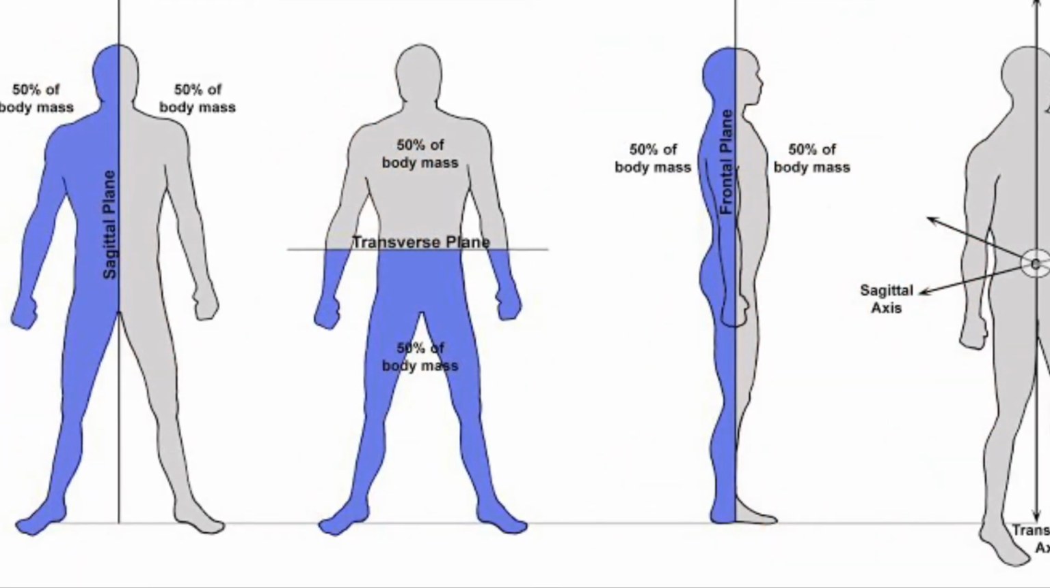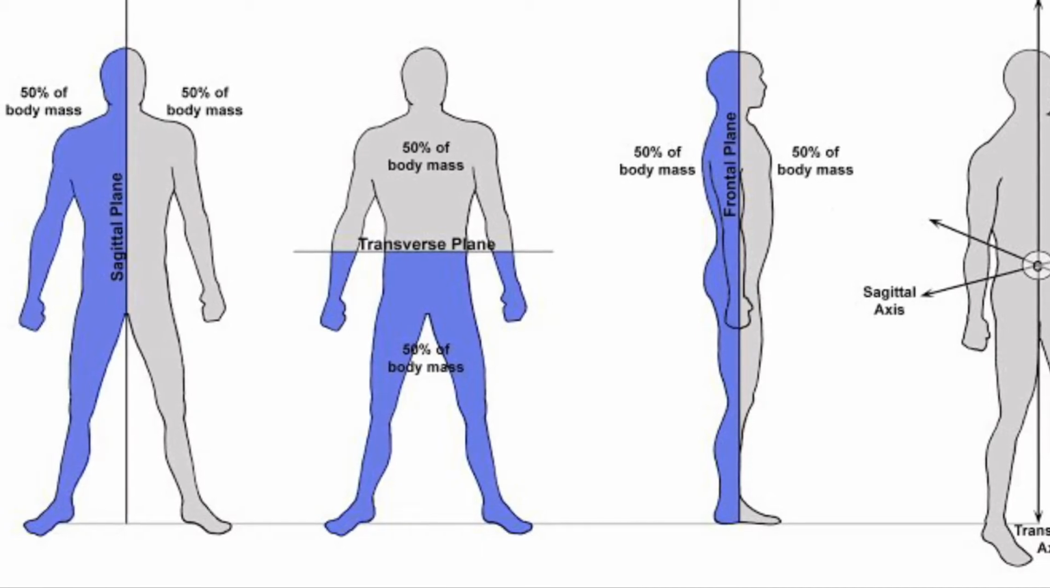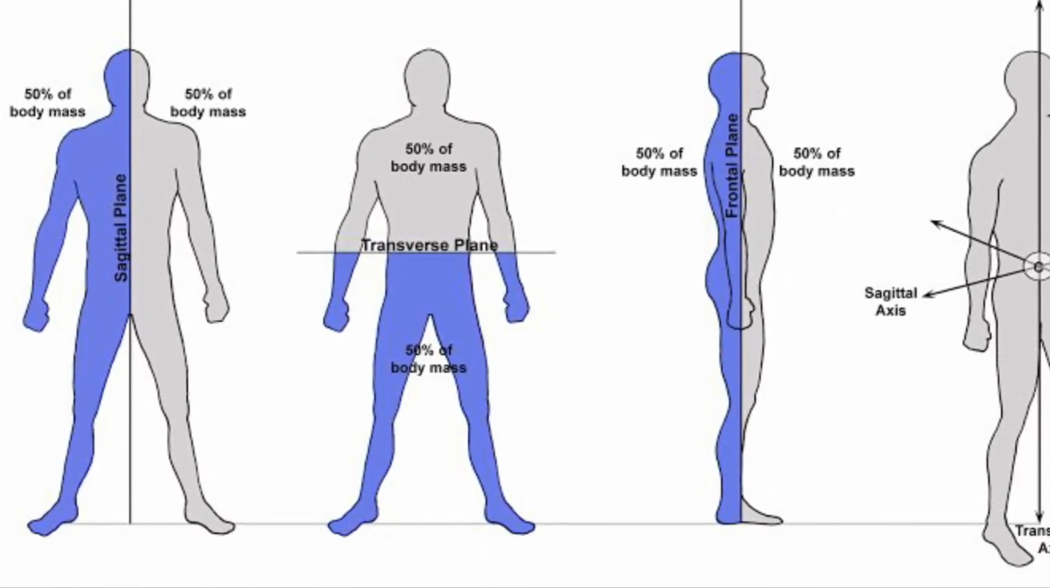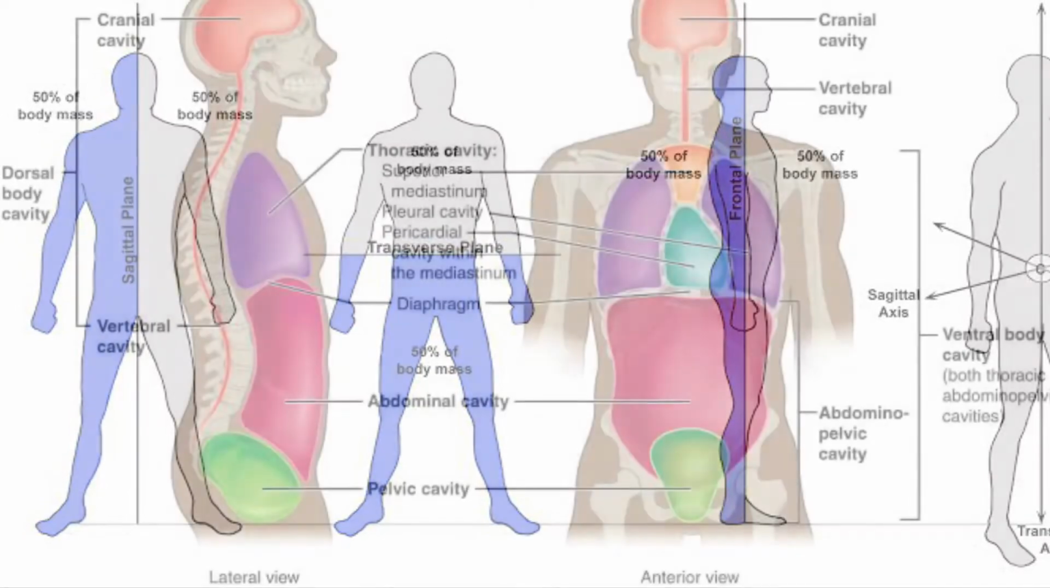First of all, we learned about planes. Human bodies divide in sections, and this is very useful because we can use it to describe the location of the human parts. The most important planes are the sagittal, transverse, and frontal.